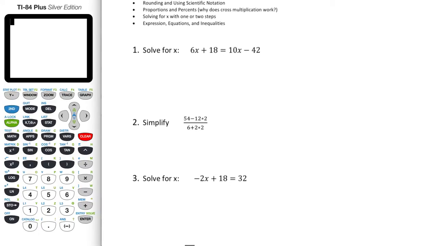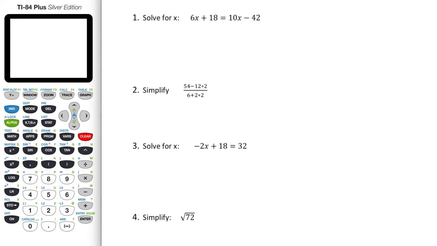We have solving for x. We have to get all of our x's on one side. So what I'm going to do is move the 6x over to the other side by subtracting the 6x from both sides. When we do that, we will be left with 18 equals 10x minus 42. We want to get the x's alone, so we're going to add 42 to both sides. 18 plus 42 is 60. 60 equals 10x.